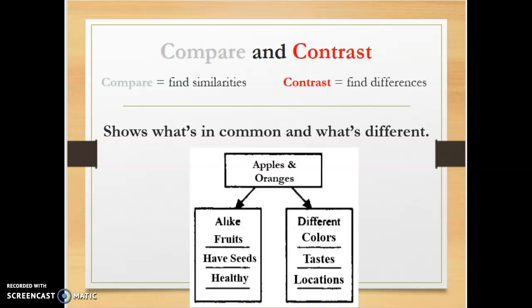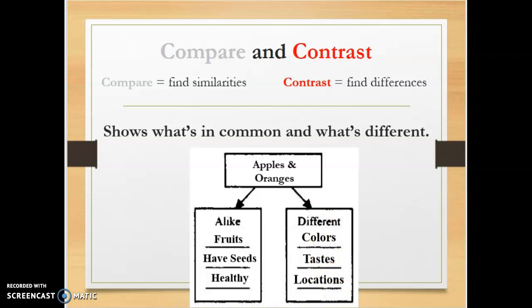And then compare and contrast. Compare, you are finding similarities, shows what's in common and what's different. And contrast, you're finding differences. This is something else that's very similar to you because we have looked at these a few times and probably in grade school also. So what's common and what's different between apples and oranges? They're alike, they're fruits, they have seeds, they're healthy, and they're different because of colors, taste, and location. So we do this a lot when we are comparing text.